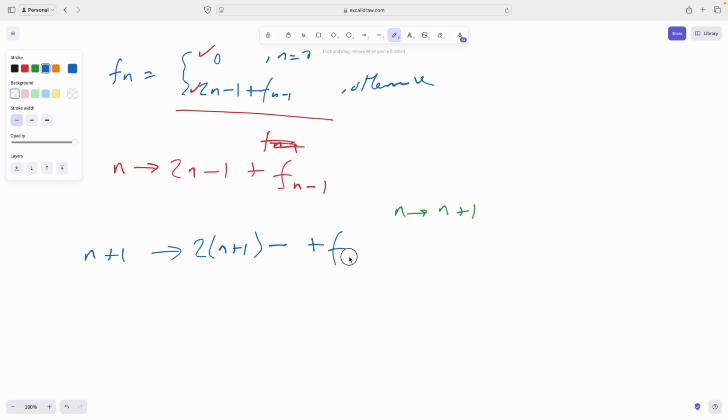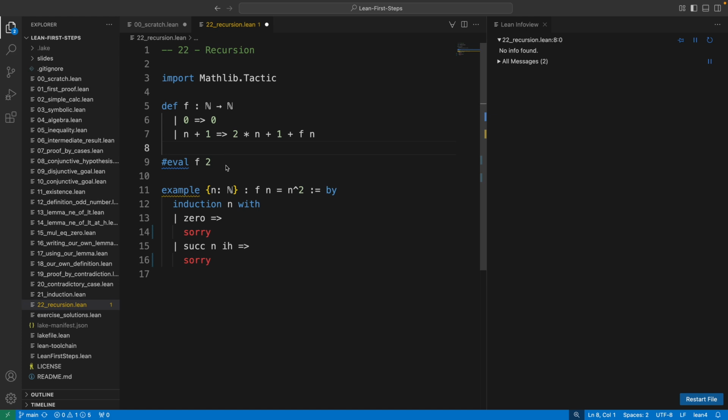n minus 1 plus 1 is fn. So that's legal in Lean anyway, because then that goes 0, 1, 2, 3. Whereas here, 0 minus 1 would have been problematic. Okay, so does that behave as we expect?